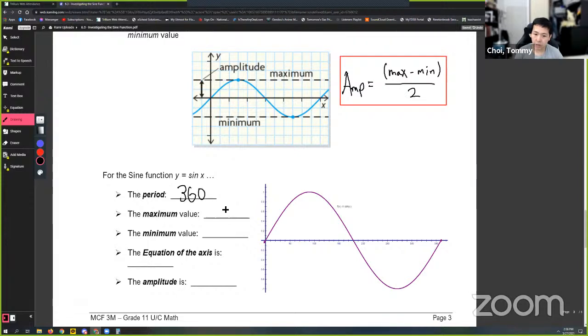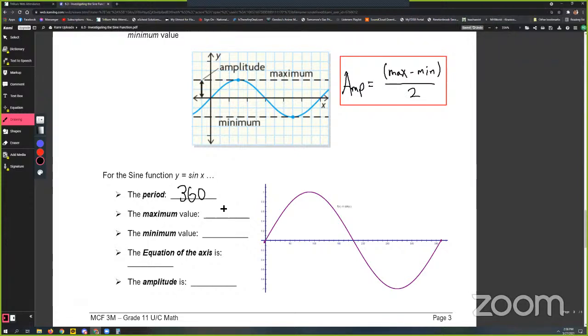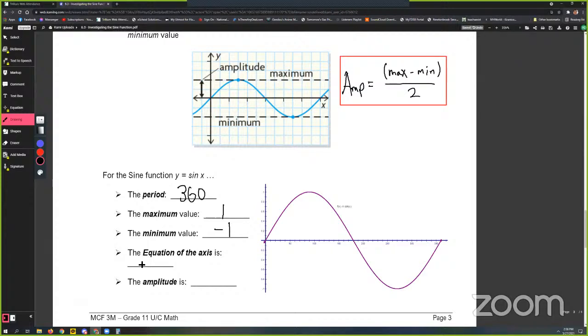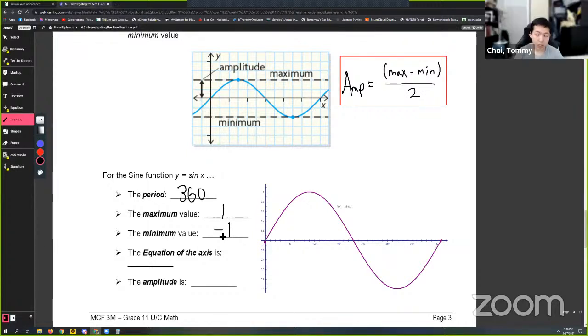What's the highest it can go? 1. Minimum is? -1. Perfect. What's the equation of the axis? Maximum value plus minimum value divided by 2. Good. So 1 plus -1 is?